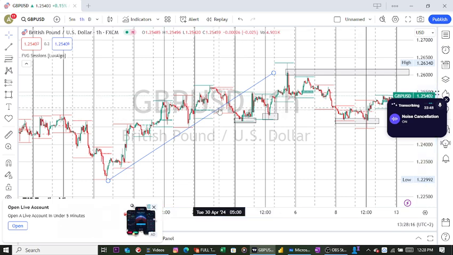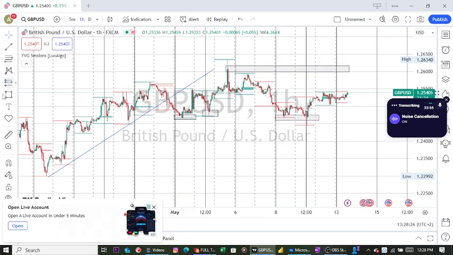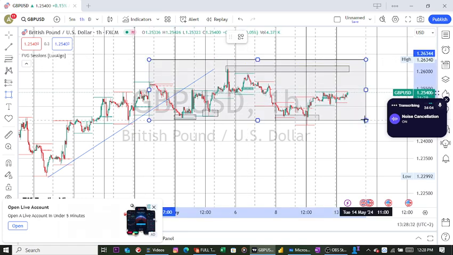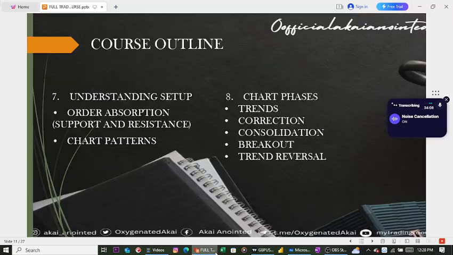So if price breaks out of the trend line, I am anticipating price will be falling. Price broke out from the trend line, and this is a range. This is a ranging market. It is what I call consolidation sometimes, depending on the time frame. But for now, this is a ranging market.